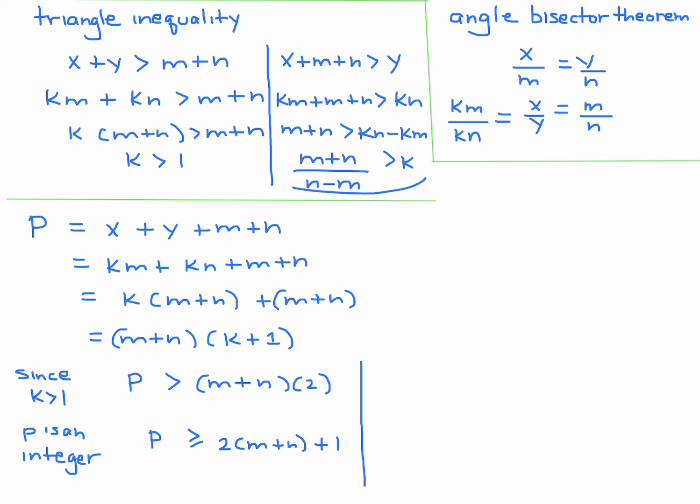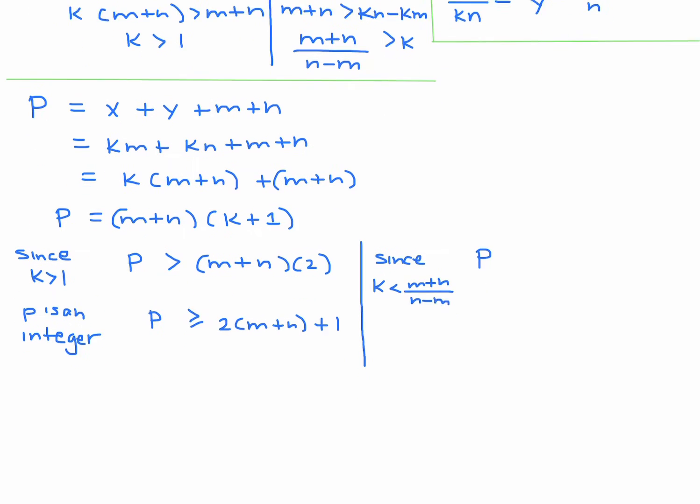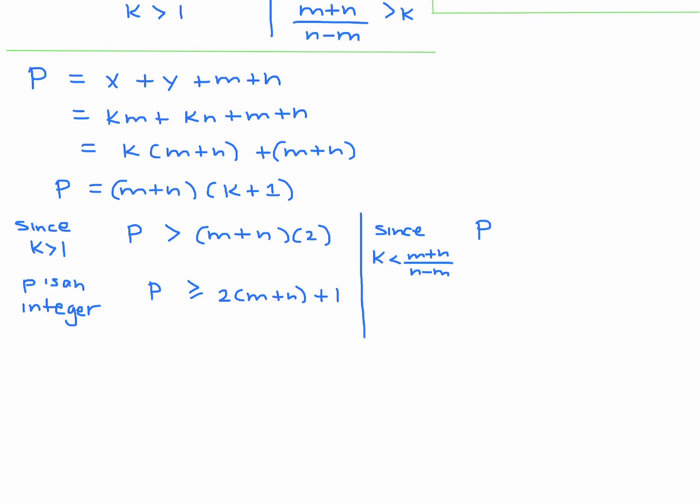All right. Now let's talk about this inequality. Since K is less than M plus N over N minus M, that means that this can be looked at in a very similar way, that's equal to P. So that means that P is less than M plus N times this. We're going to substitute for that. So it would be M plus N over N minus M, and then don't forget about that plus 1.